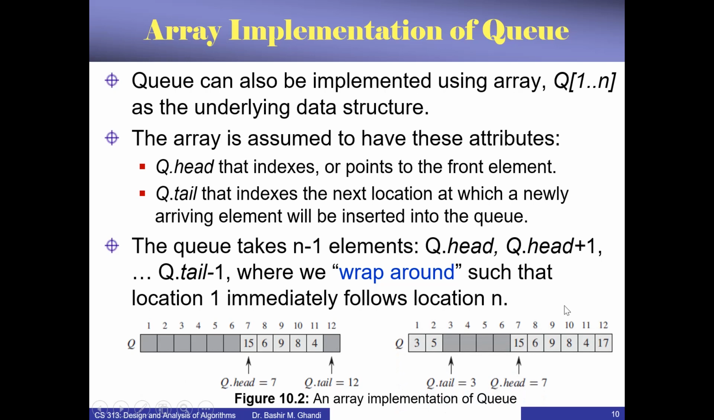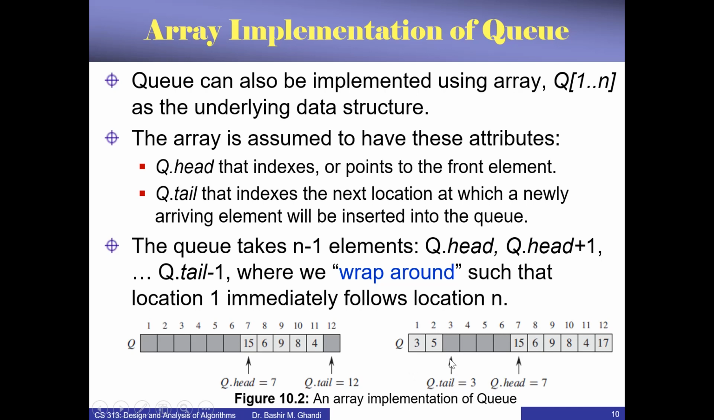Okay, so this is what you have, for example, after inserting 3 elements. 17 was inserted, then queue.tail moved to 1 at that time. Then 3 was inserted, and queue.tail moved to 2. Then 5 was inserted, and queue.tail moved to 3. So you can see the value of queue.tail is 3. This is basically how it will work.